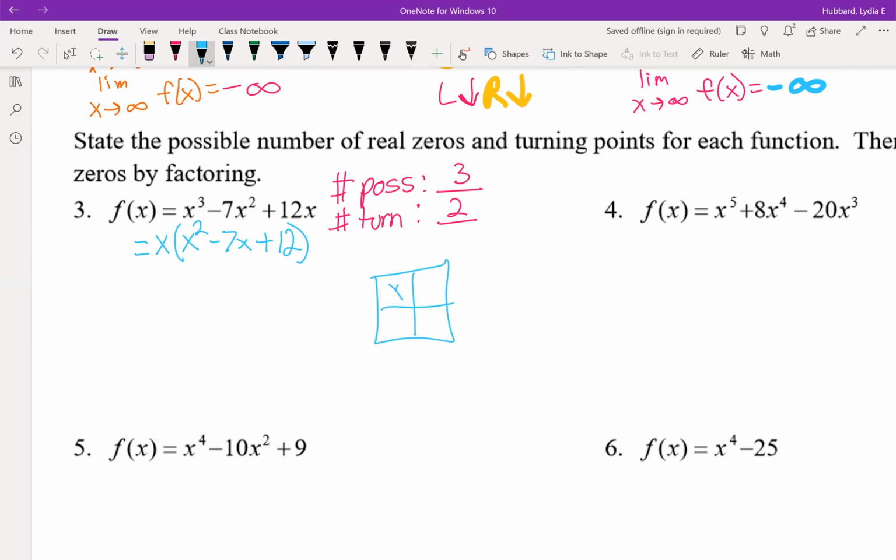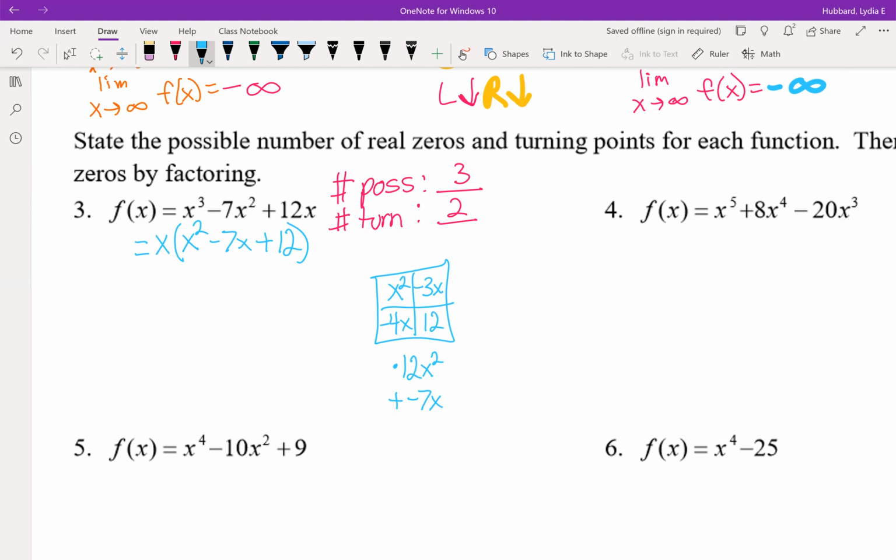So we would put x squared here and 12 here. We'd multiply those two together. So that's 12x squared, and it needs to add to a negative 7x. After thinking about those factors for a second, hopefully you get that that's negative 3x and negative 4x, and you can check that. Negative 3 times negative 4 is 12, and negative 3 plus negative 4 is negative 7.